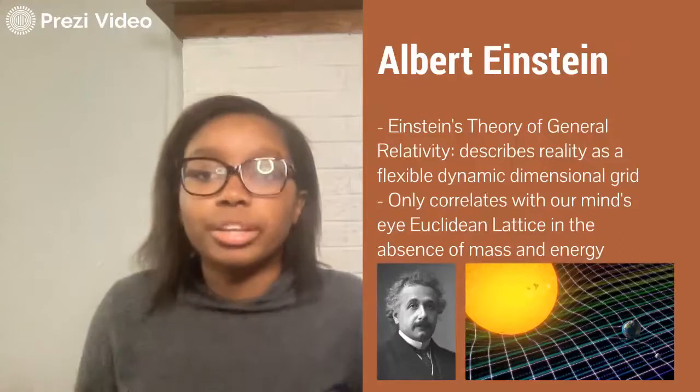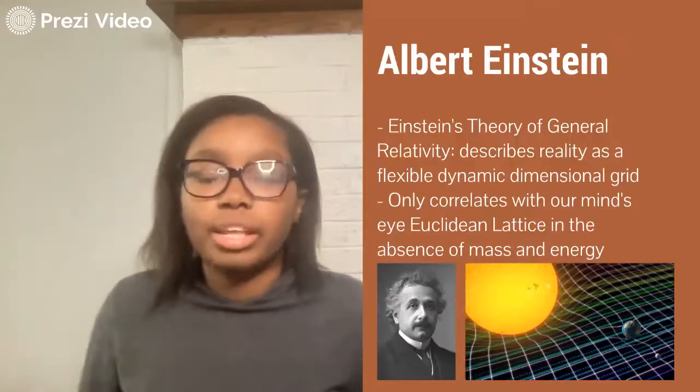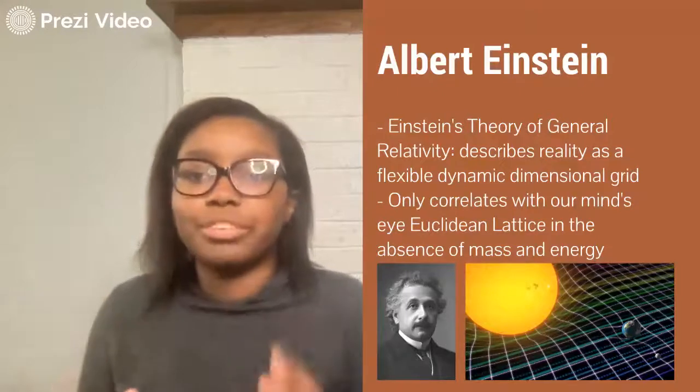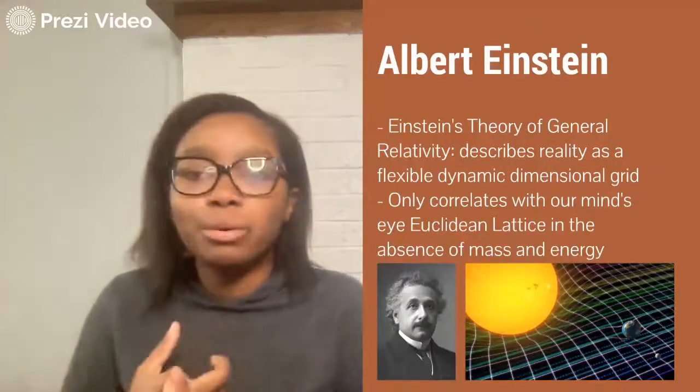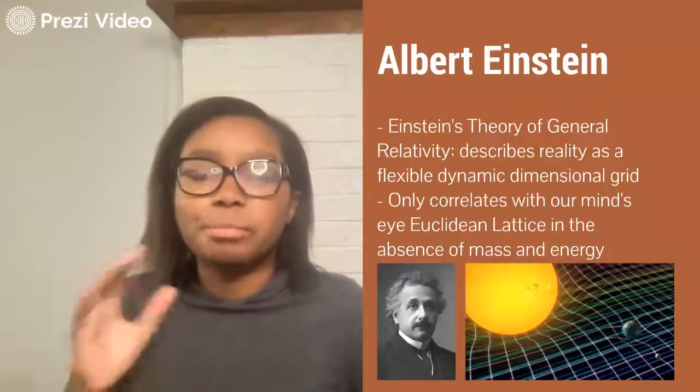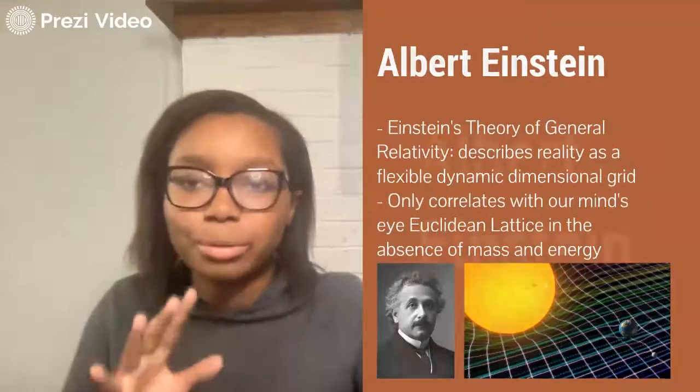And he says that it will only correlate with our mind's eye Euclidean lattice in the absence of energy, in the absence of mass. However, there are many massive gravitational fields in space, from black holes and from stars and galaxy clusters. And so, what this means is that our perception of position in space is not always reliable.